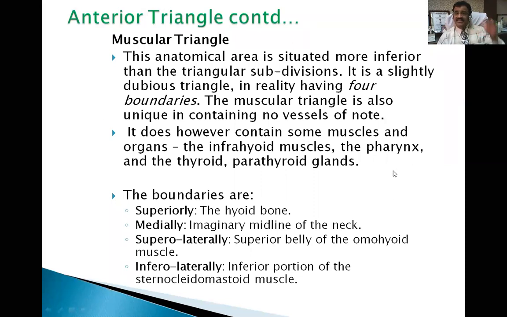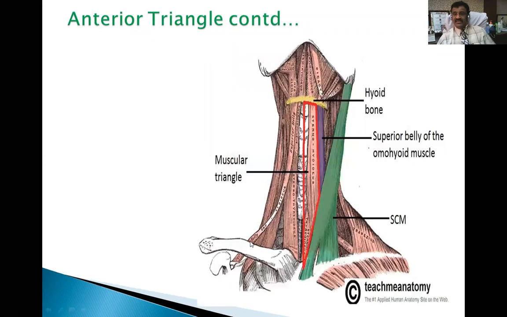It doesn't contain anything else other than some muscles and organs: the infrahyoid muscles, the pharynx and the thyroid and parathyroid glands. These are the contents of this muscular triangle. Because it has got muscles in it, it is called the muscular triangle. So it contains infrahyoid muscles. The boundaries are superiorly the hyoid bone, medially the imaginary midline of the neck, superior laterally the superior belly of omohyoid, and inferior laterally the inferior portion of the sternocleidomastoid muscle. Here you can see the muscular triangle.